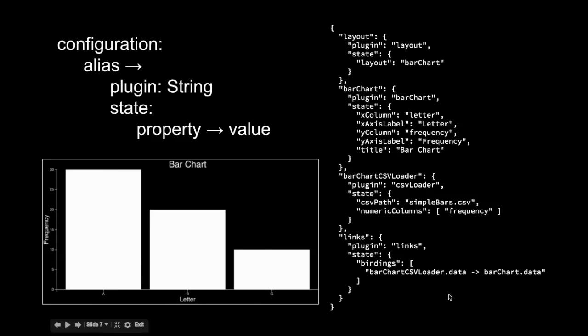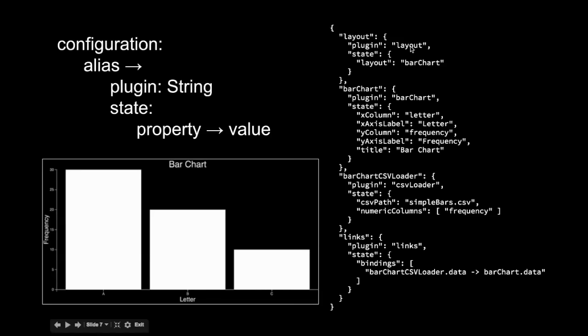So for a more specific example, here's a Chiasm configuration on the right. This right here is the generic structure of a Chiasm configuration in sort of my own made up type language for JavaScript objects. So the configuration keys are aliases. So in this case, layout is an alias, BarChart is an alias, BarChart CSV loader, and links. These are all aliases. They're just arbitrary names that are assigned to components. And so an alias points to an object that has as one property a plugin, which is a string. So like layout is an instance of the layout plugin.